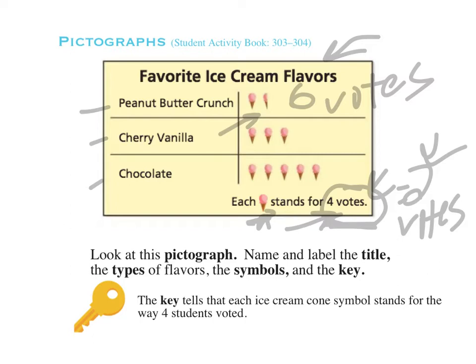Now you can clearly see that cherry vanilla got more votes. It had 4, 8, 12, because remember each cone is 4, so that had 12 votes. And then this one would have 4, 8, 12, 16, 20 votes. So chocolate would be the most popular flavor.